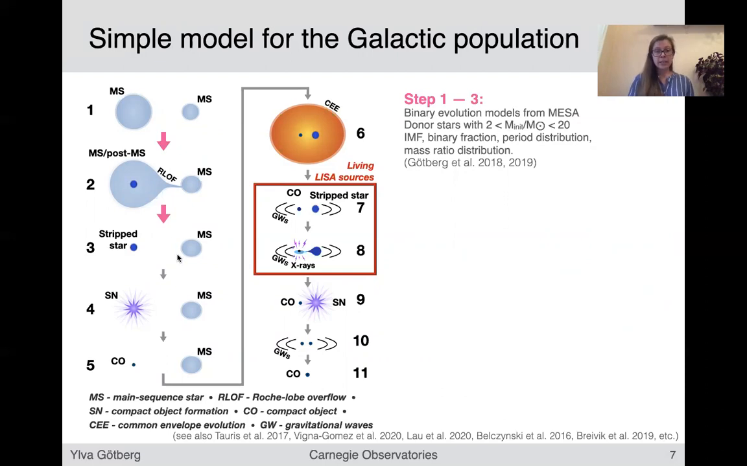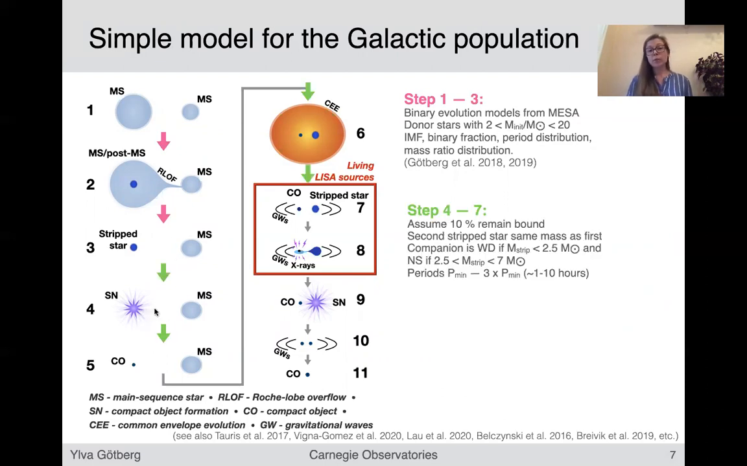Then, since there is a sequence of uncertain binary evolution processes, such as the creation of a compact object and the ejection of a common envelope, we simply took the simplified approach to assume that about 10% of these systems survive to stage number 7, and that the second stripped star has the same mass as the first stripped star, and that they can occupy a range of periods between the minimum possible period up to 3 times the minimum possible period.